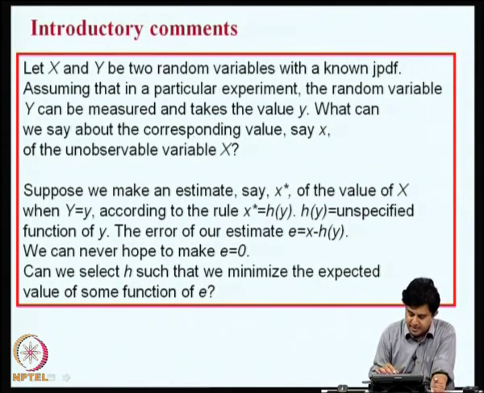Suppose we make an estimate, say x star, of the value of X when Y equals small y, according to some rule x star equals h of y, where h of y is an unspecified function of y. The error of estimate here is e equals x minus h of y. We can never hope to make e equal to 0. So, can we select this function h such that we minimize the expected value of some function of this error? This is a basic problem in mean square estimation.